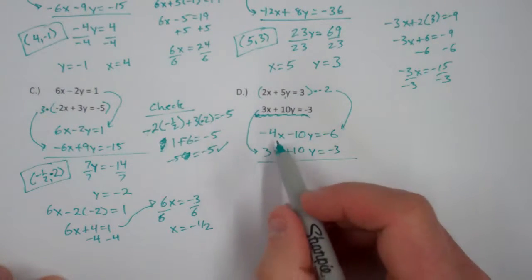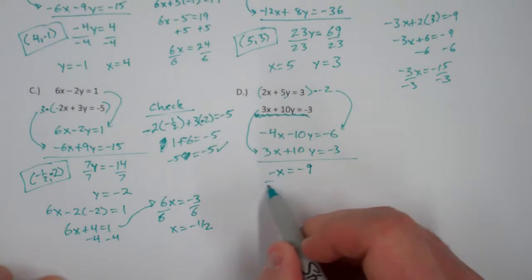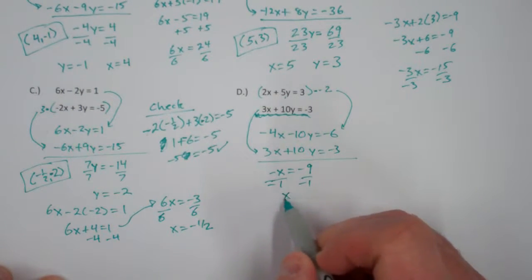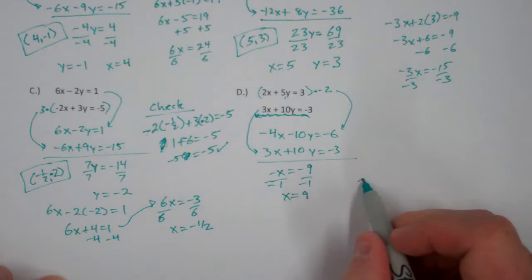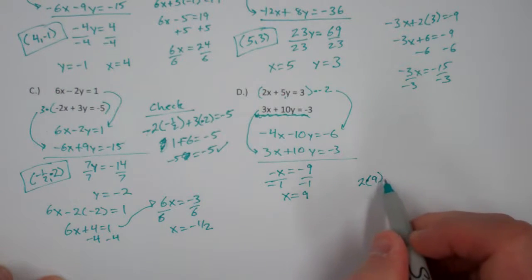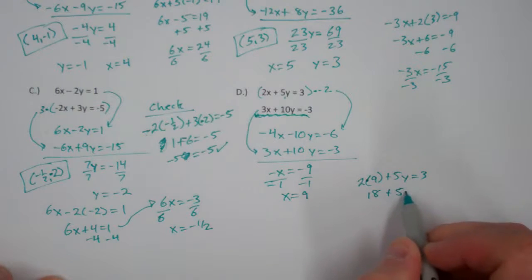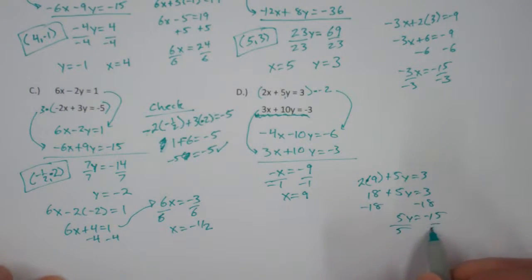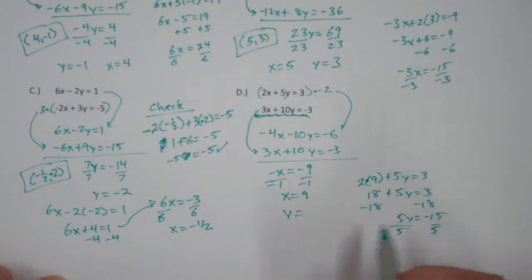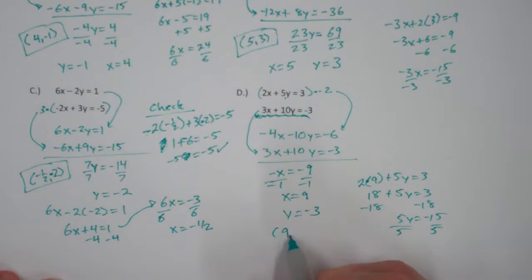Now it's time to add those up. So we've got negative x here, and then negative 9. Divide by negative 1, and x is 9. To solve for y, we can choose either equation. Let's just choose the first one. So it'll be 2 times 9 plus 5y is equal to 3. 18 plus 5y is equal to 3. Subtract 18. Divide by 5. And we find y to be negative 3. So the solution to this one is 9, negative 3.